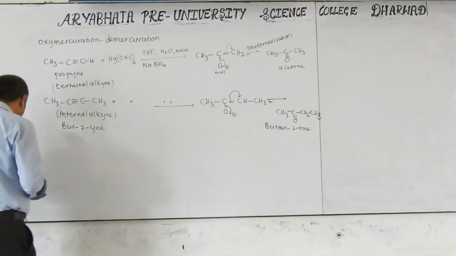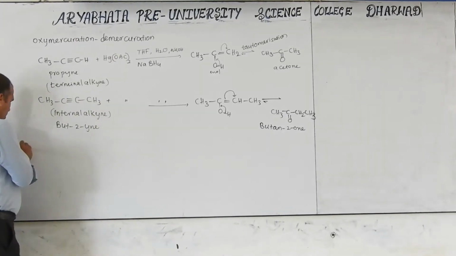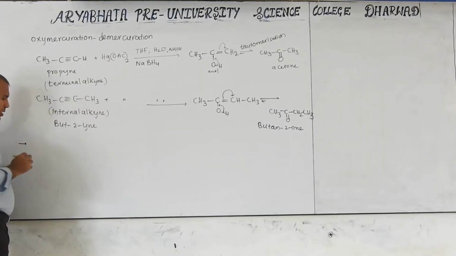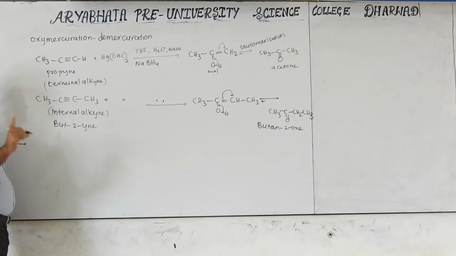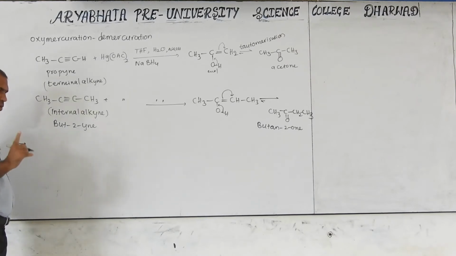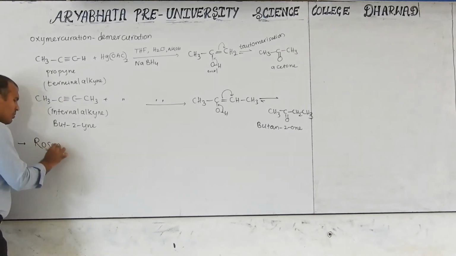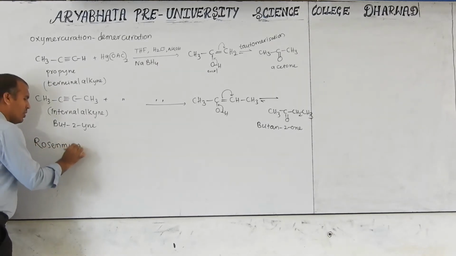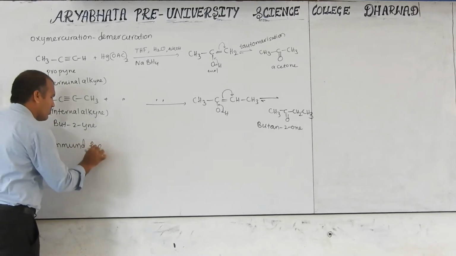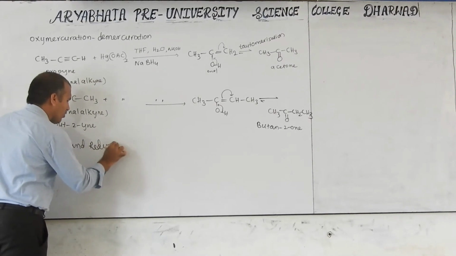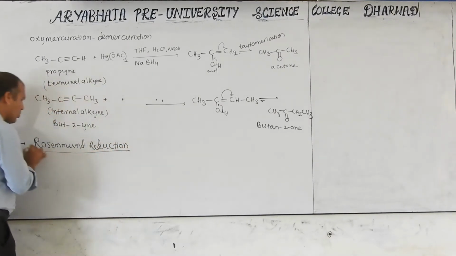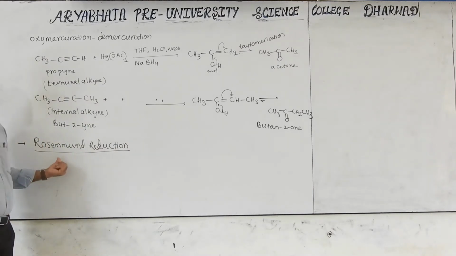Okay, so now the next one is very important. Many times this question is asked at the PUC level, also at the competitive exam level. This is called Rosenmund reduction. Very important reaction. This is a name reaction.